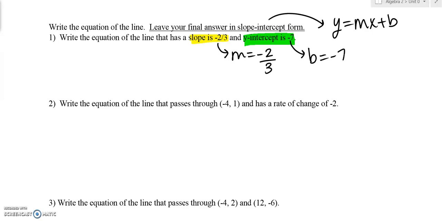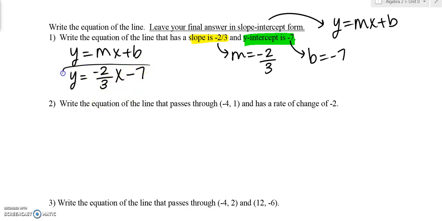If you go ahead and label those and fill them in, underline them, whatever is best for you. From here, I know that my slope-intercept form is y equals mx plus b, so I'm going to jot that down. And in the spot for m, I'm going to replace it with -2/3, and then I'm going to write my x. And in the spot for b, I'm going to write -7. That's all they mean by write the equation of the line. They gave us the slope, they gave us the y-intercept, and we substituted in. So there's our final answer, the equation of the line.